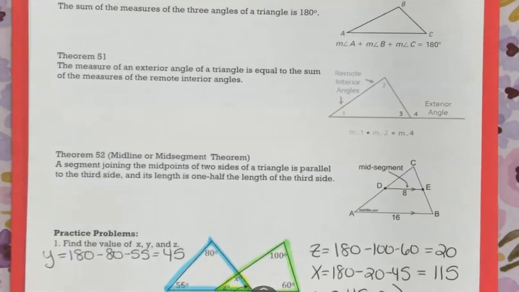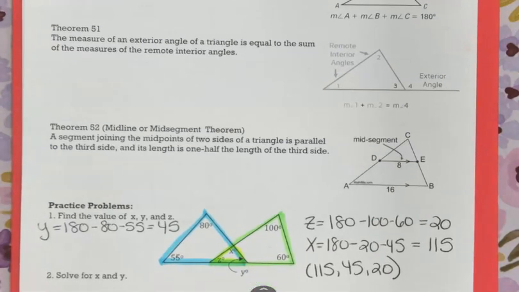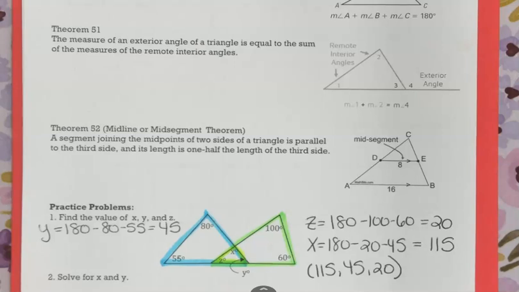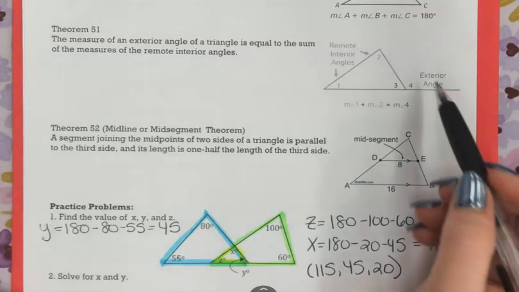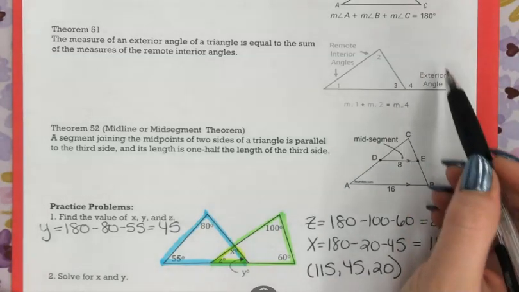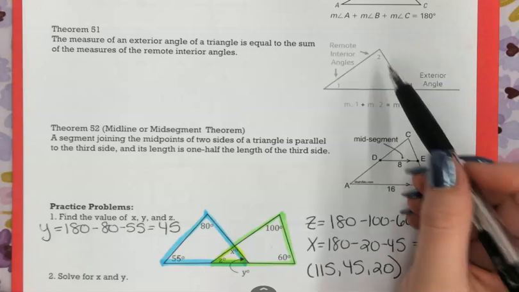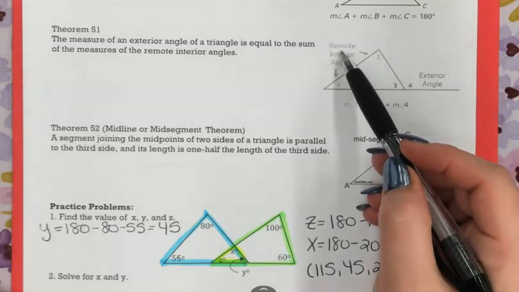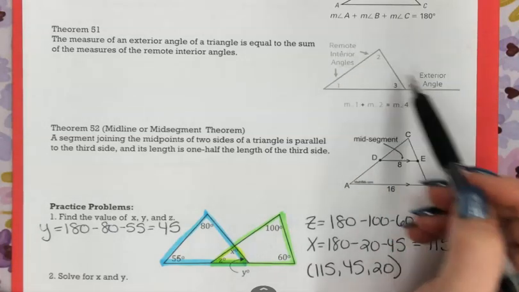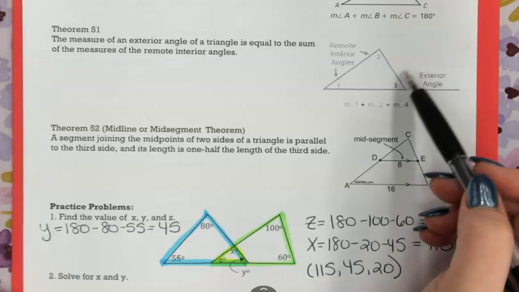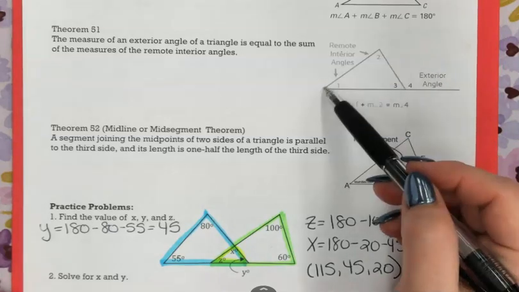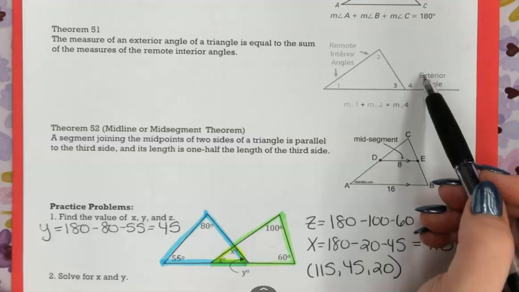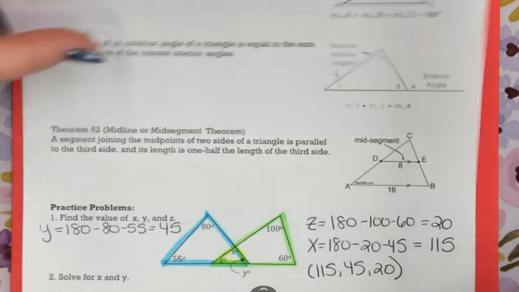Now theorem 51 is an exterior angle theorem, and this says that the measure of an exterior angle of a triangle is equal to the sum of the measures of the remote interior angles. So remember, exterior means outside of your triangle. Your interior angles are obviously inside, but the remote interior means they are not touching your exterior angle. So when your exterior angle is here, your remote ones are the 2 that do not touch that exterior angle.